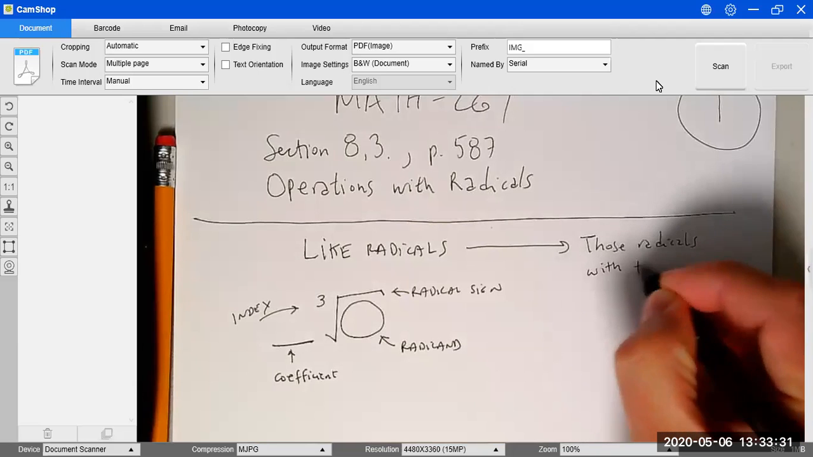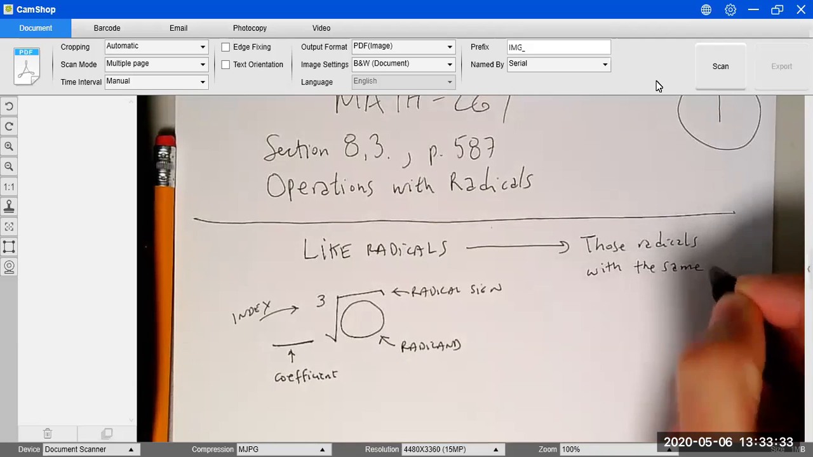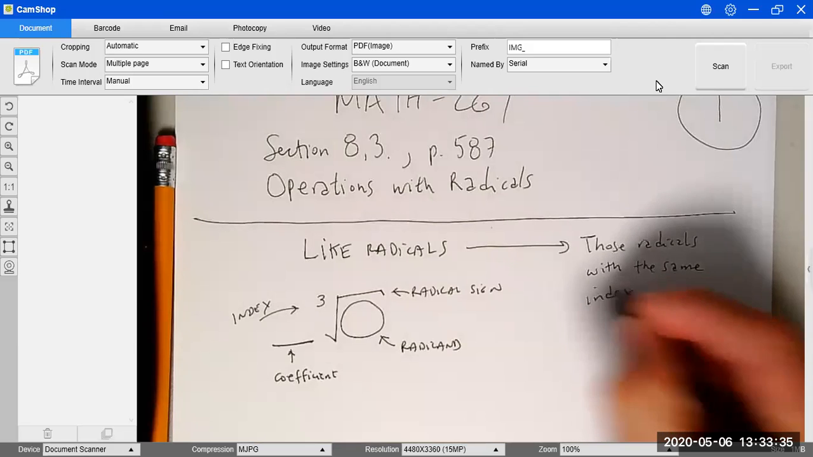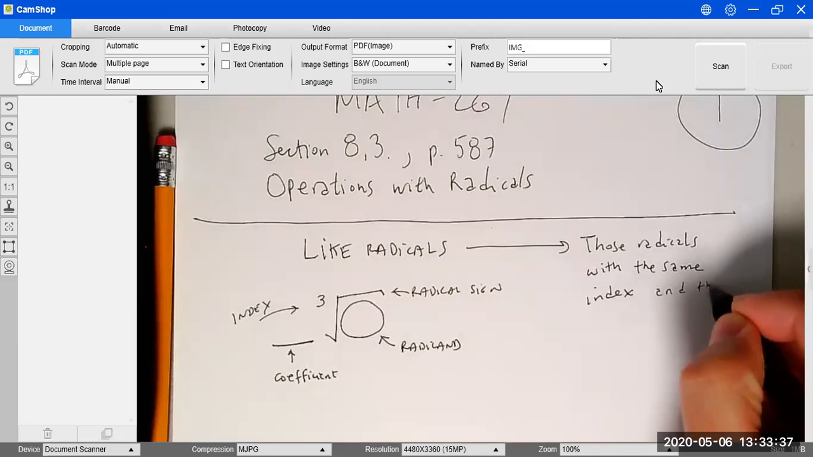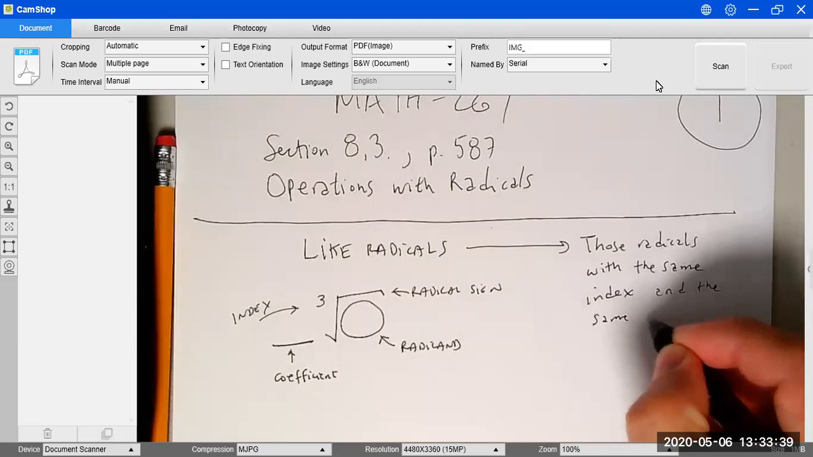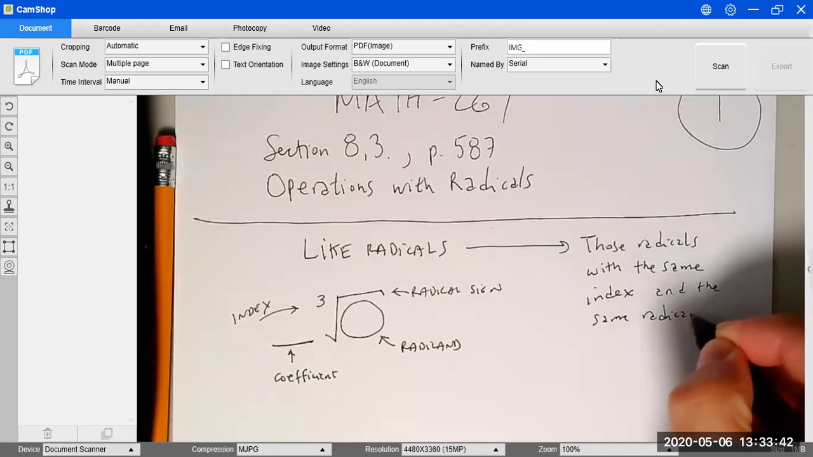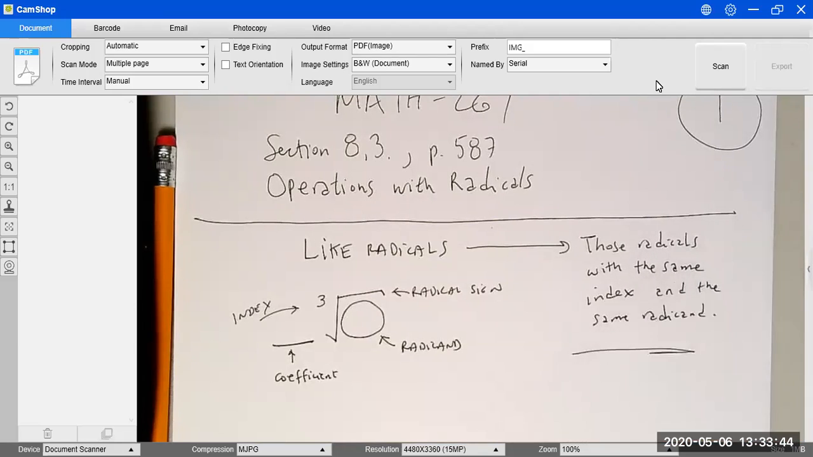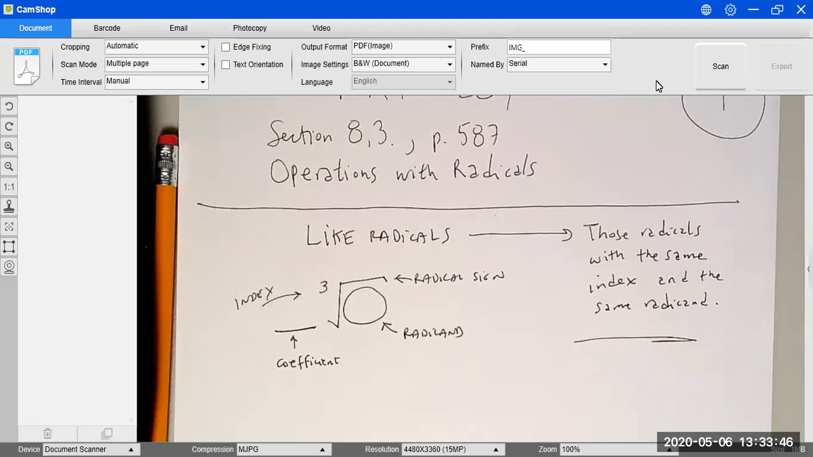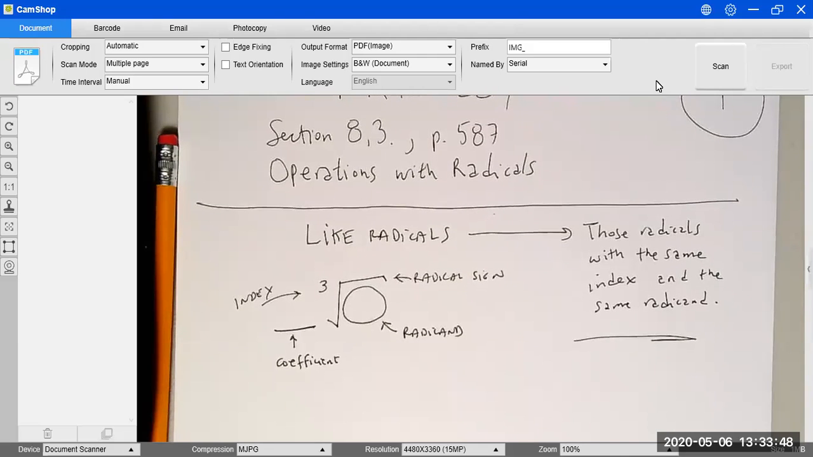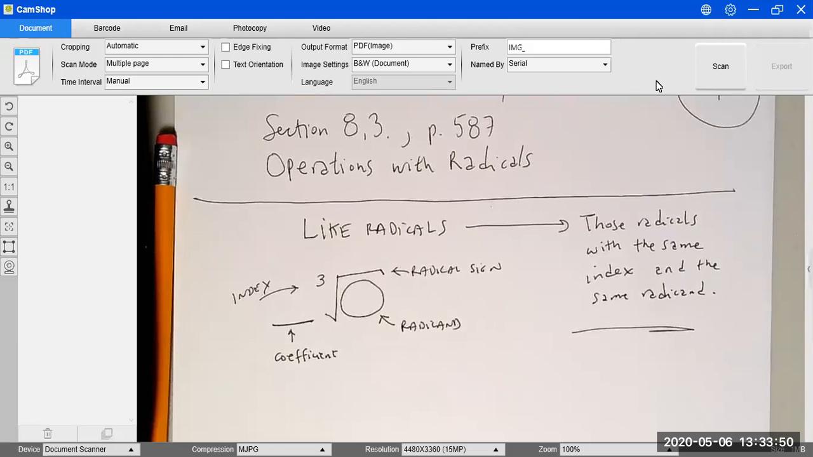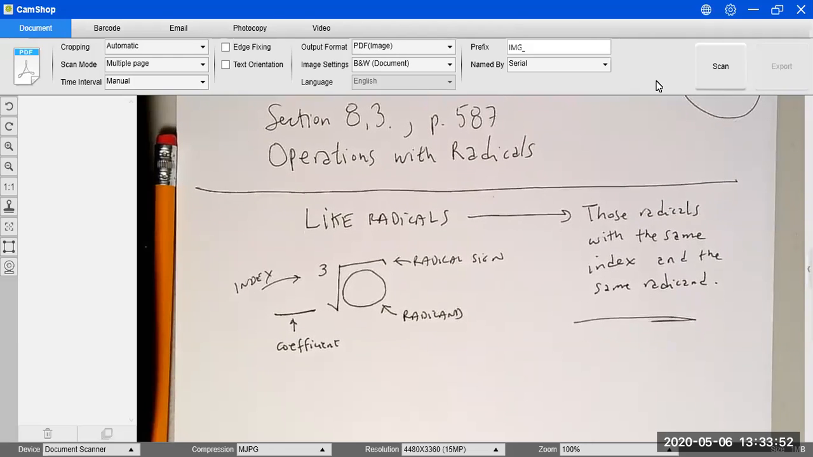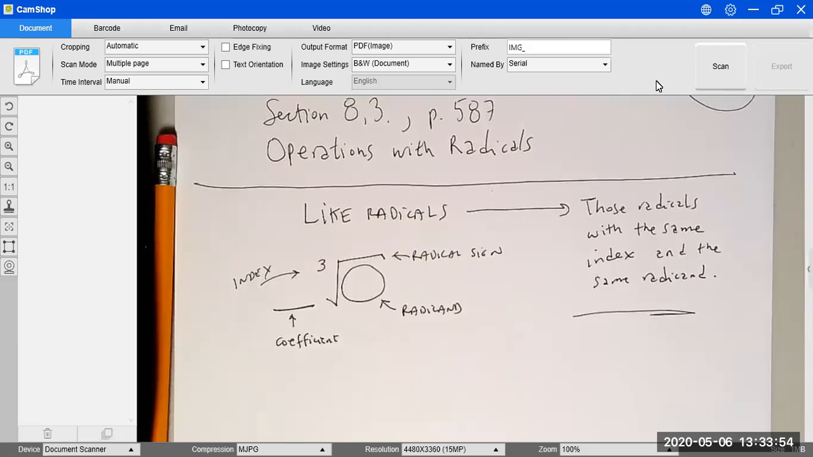with the same index and the same radicand. This definition is very, very important because based on this definition, we're going to be able to apply any rule that we know in algebra to do operations with radicals, like for example, adding, subtracting, multiplying, and so on. So I'm going to start with example 1.